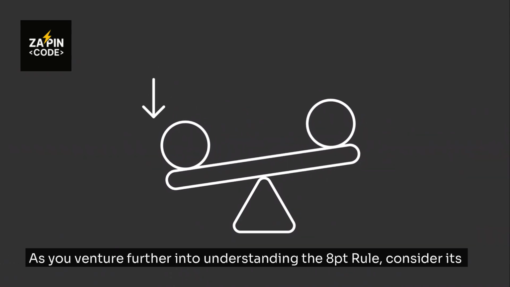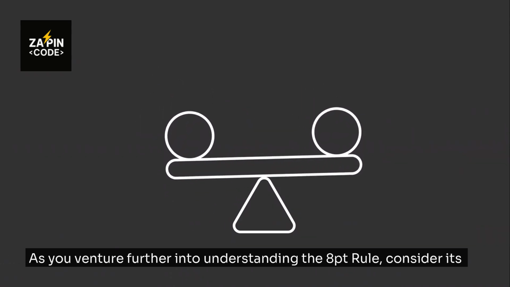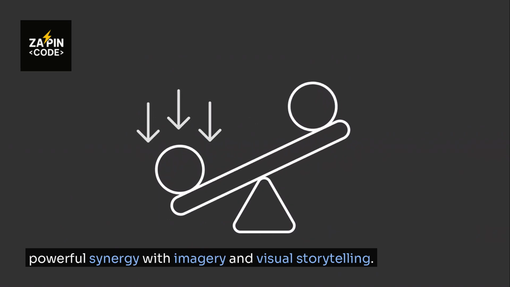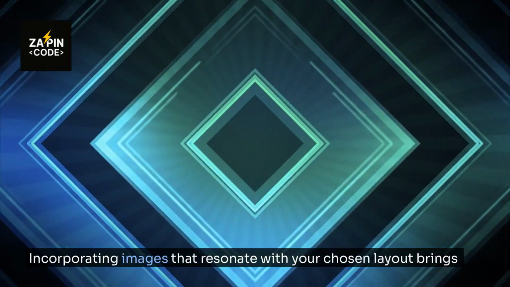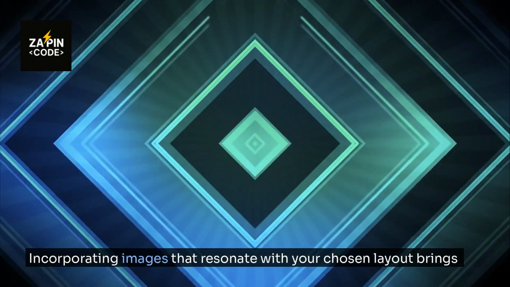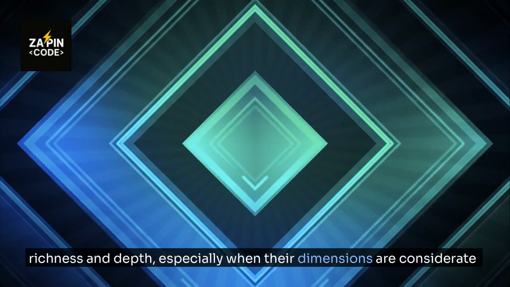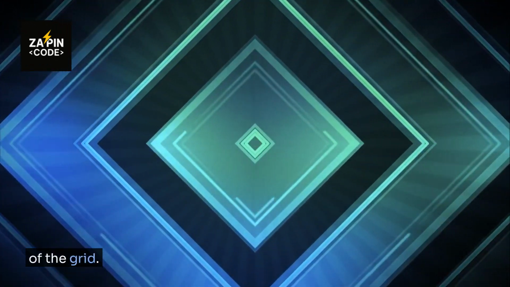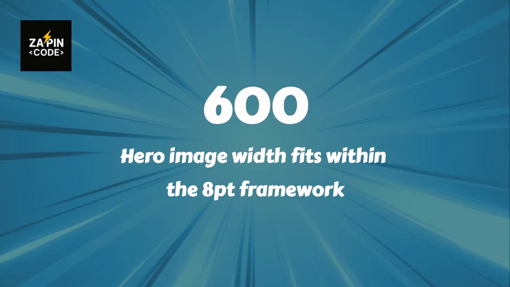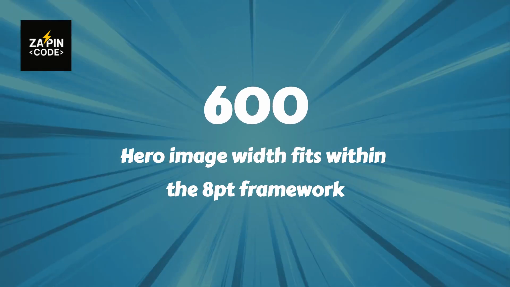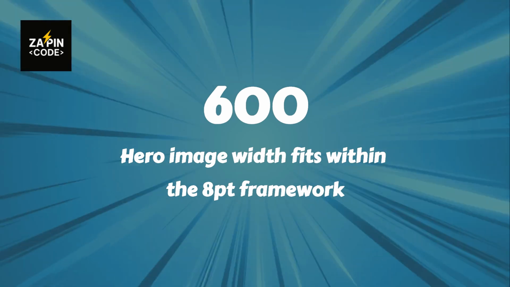As you venture further into understanding the 8PT rule, consider its powerful synergy with imagery and visual storytelling. Incorporating images that resonate with your chosen layout brings richness and depth, especially when the dimensions are considerate of the grid. When selecting a hero image, aim for a width of 600 pixels, allowing it to sit gracefully within the confines of the 8PT framework.